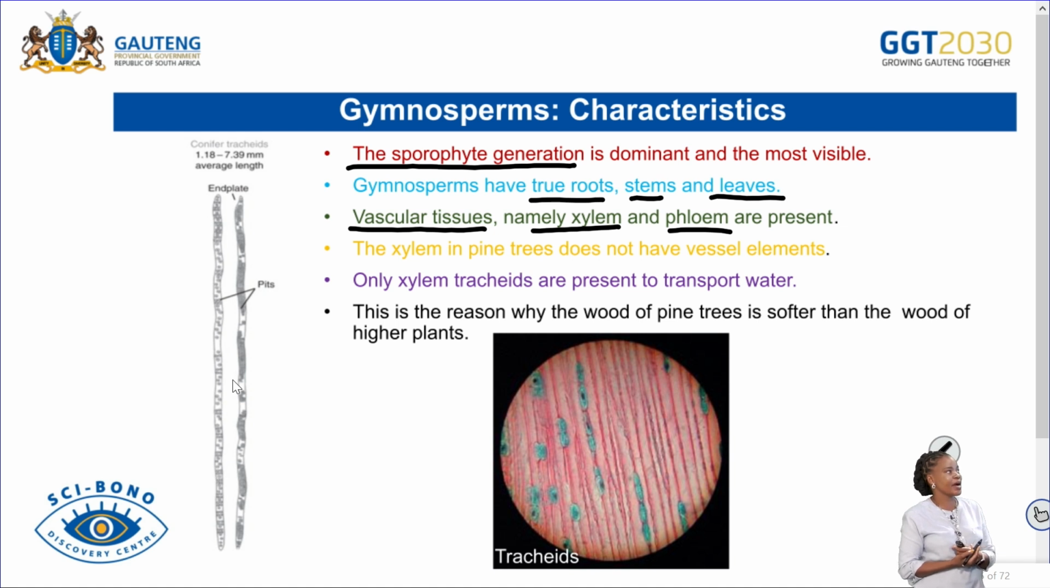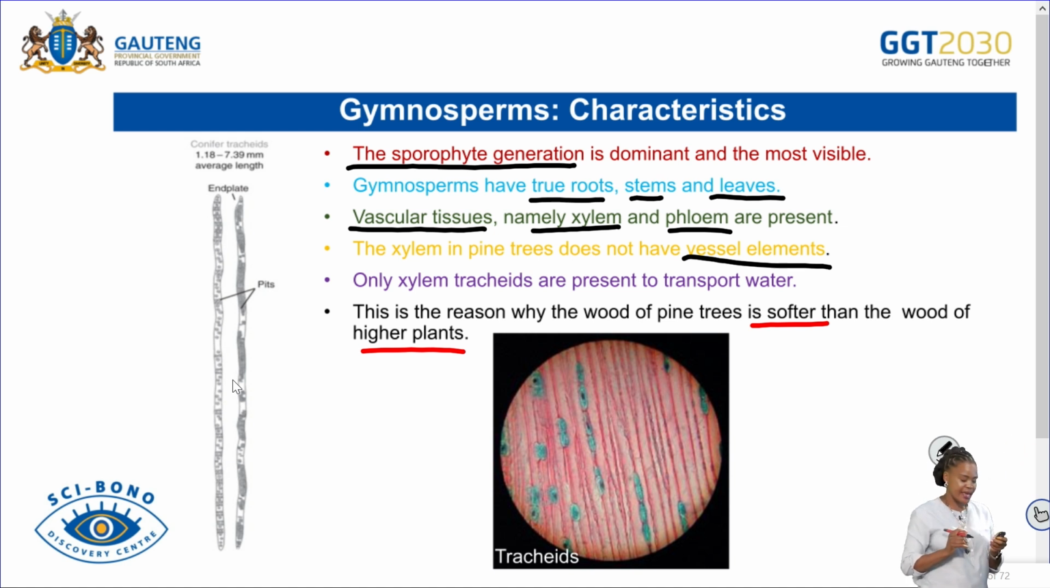And then the xylem in pine trees does not have vessel elements. In other words, we know that xylem usually has vessel elements, but the xylem found in pine trees lacks vessel elements. That is why they only have tracheids instead of xylem elements. So that is why the wood of pine trees is softer than the wood of the higher plants, because they do not have xylem elements.